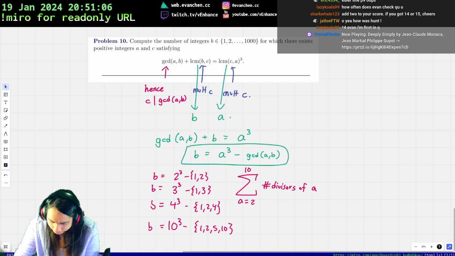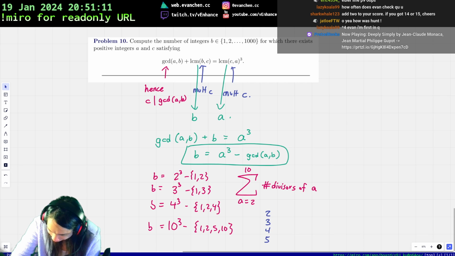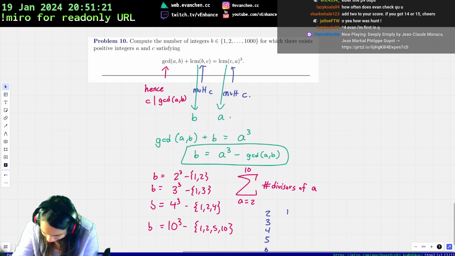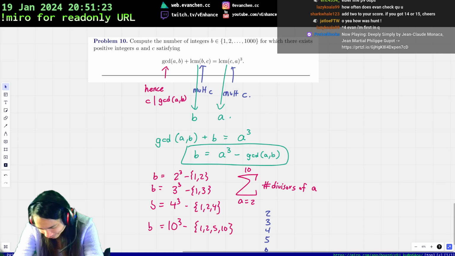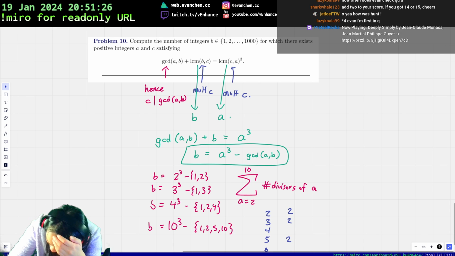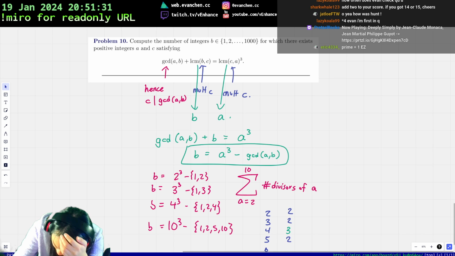Okay, so that means for the numbers from 2 to 10, I need to count how many divisors they have, which I really hope I can do correctly. We'll find out. Prime, prime, prime, prime. Oh my god. Let's try that again. Prime, prime, prime, prime. Square of prime, square of prime. Semi-prime, semi-prime. Cube of prime. I think that's right now. So this gives 26, I think, when you add these numbers up.